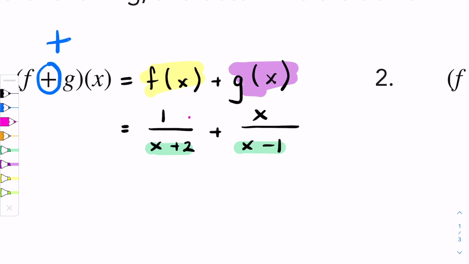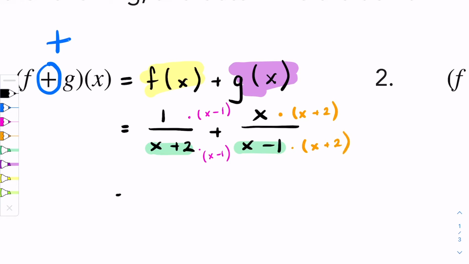So for example, this first expression of 1 over x plus 2 needs to receive the denominator of x minus 1. So we're going to multiply the numerator by x minus 1, and we're going to multiply the denominator by x minus 1. The second fraction of x over x minus 1 needs to receive the denominator of x plus 2. That means I'm going to multiply the numerator by x plus 2 and the denominator by x plus 2.